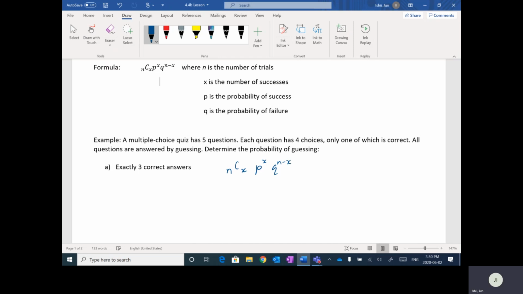What I want to know is what I'm going to plug in for each one of these variables. N is the number of trials. If this quiz has 5 questions, you're going to be guessing 5 times, so therefore n is 5.